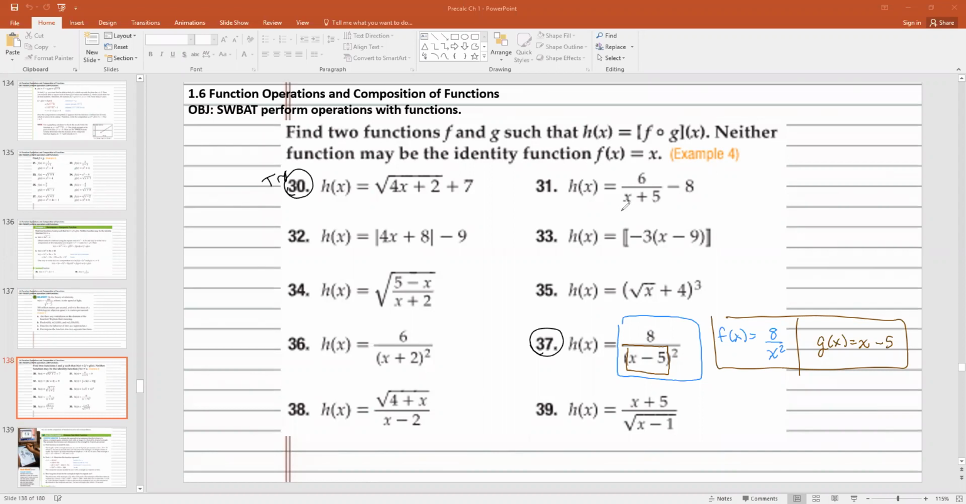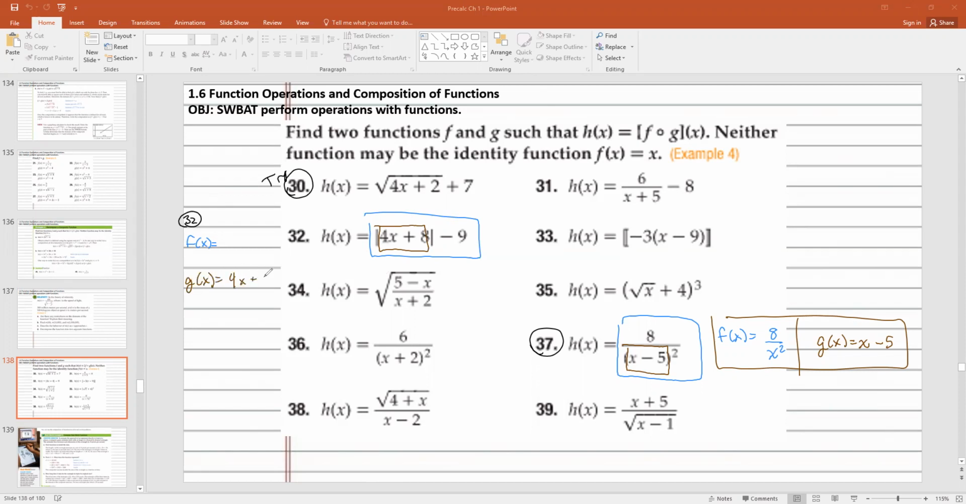I'll do one that's similar, I guess. 32. So 32. Okay. So again, focus in on the whole function. So look at the whole function first. That's going to be your f of x. Okay, now we're going to focus in on the expression that has the x. Right there. That's going to be our g of x.